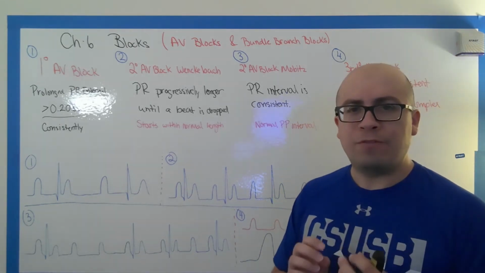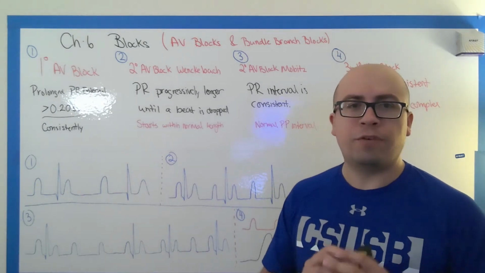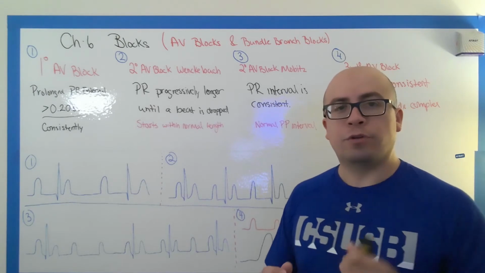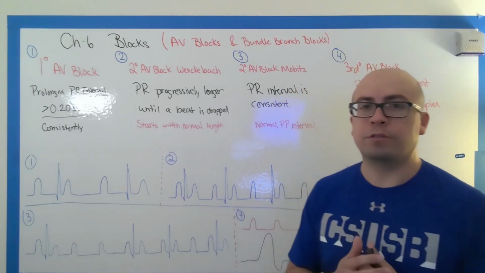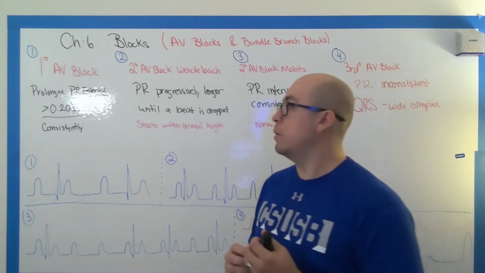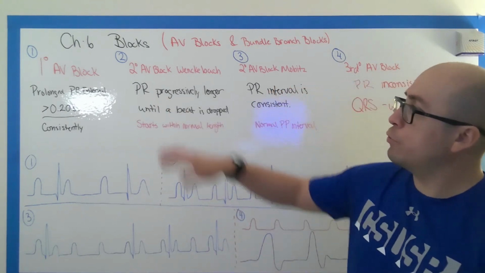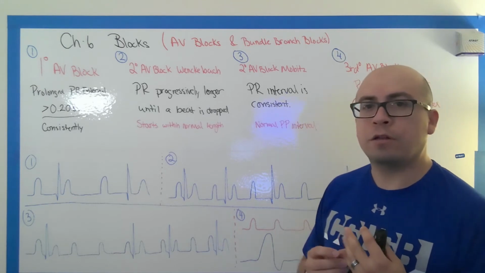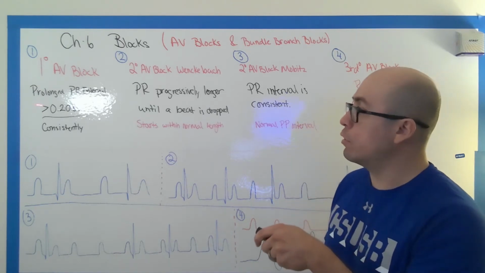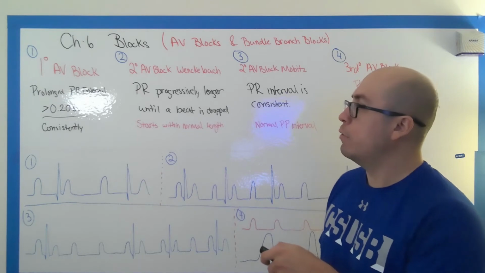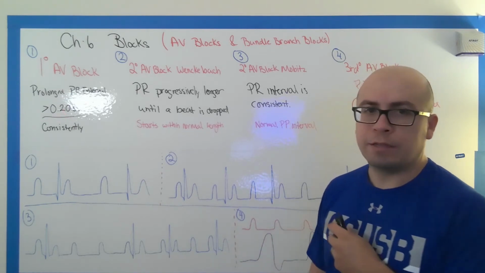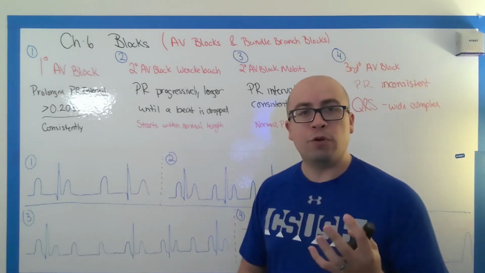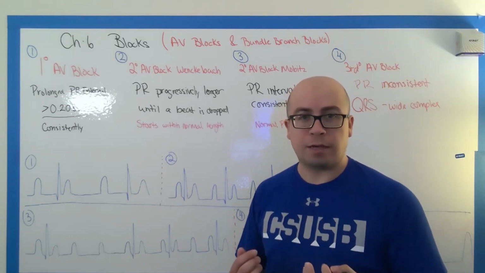Remember that the AV node is there to allow time for blood to move from the atrium down to the ventricles during atrial systole and ventricular systole, before depolarization. In a first degree AV block, what we see is a prolonged PR interval, greater than 0.2 seconds. To refresh our memories, our PR interval should last between 0.16 to 0.2 seconds.